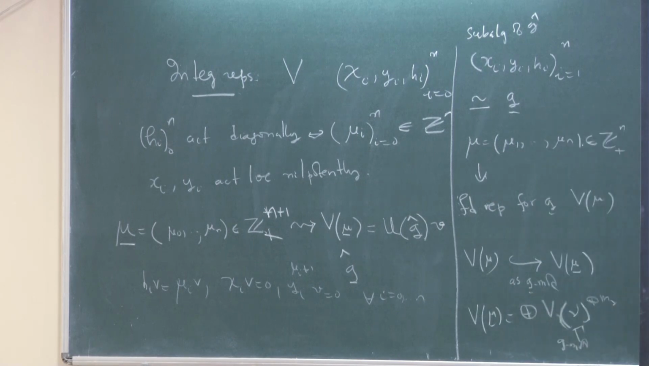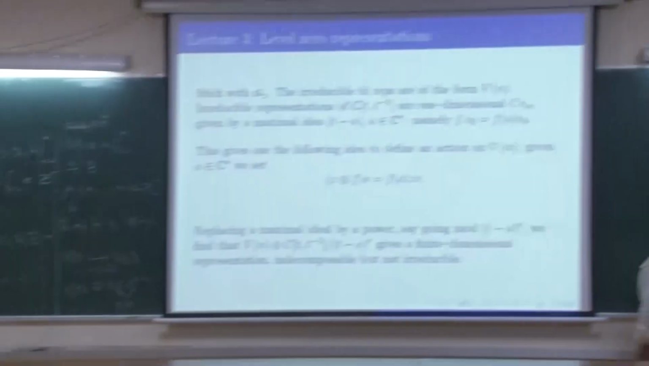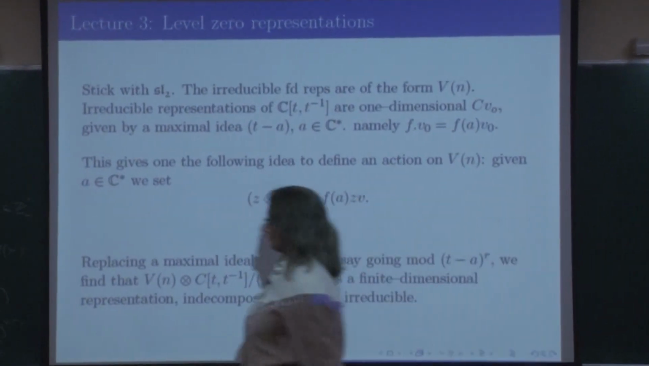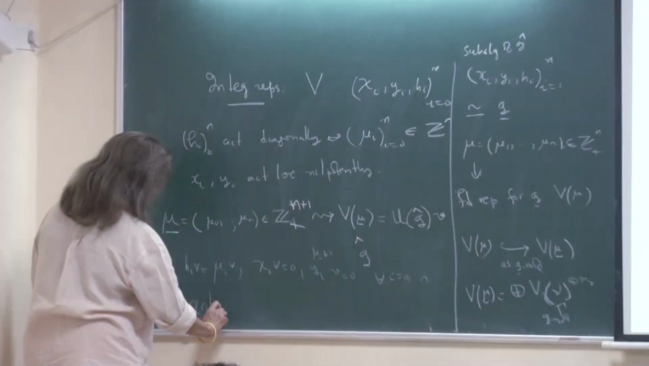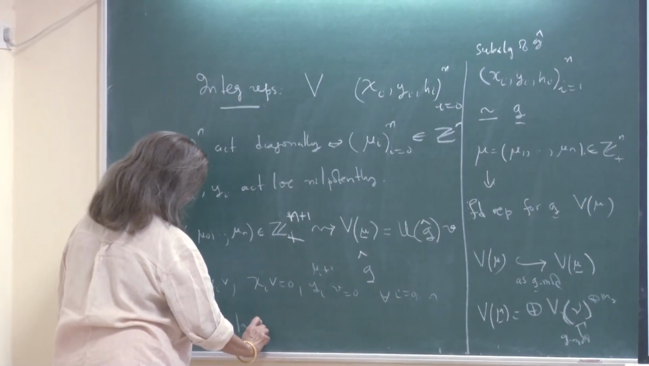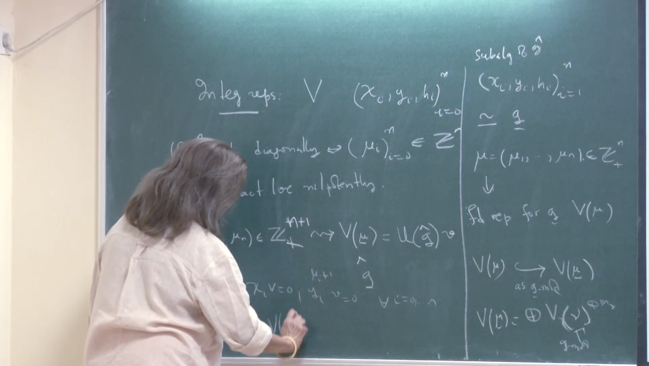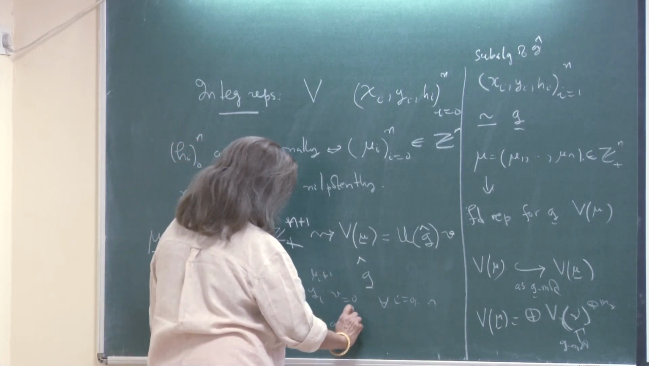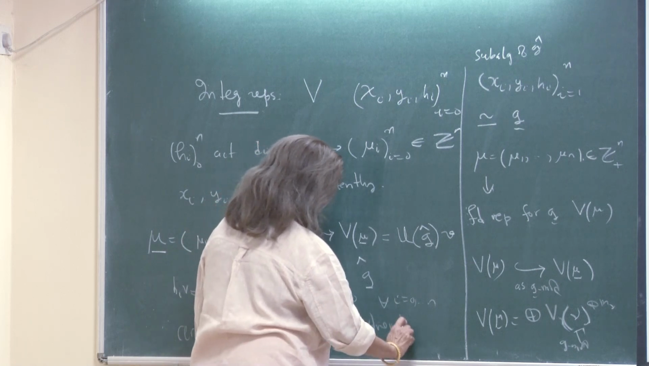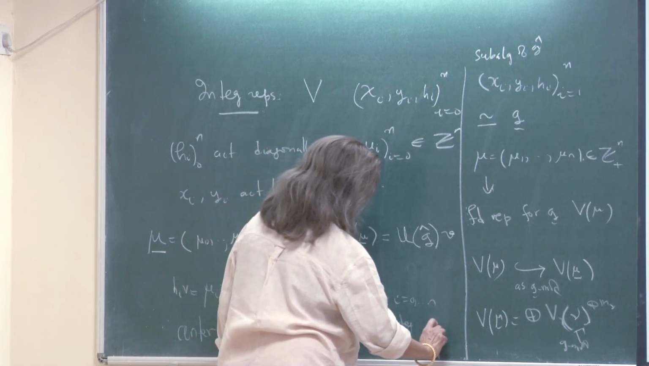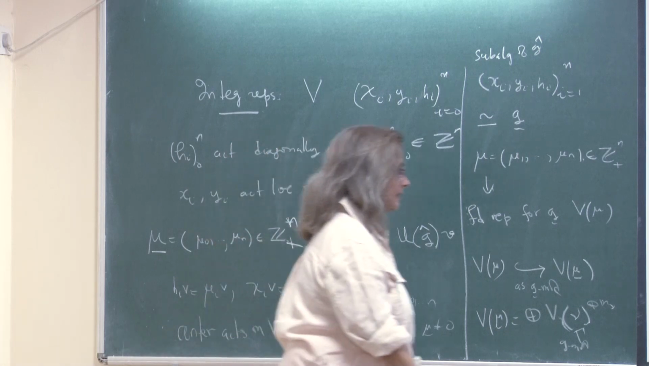Okay, having cleared that up, today I just want to talk about, and all these modules had positive level. So the center acts on V mu by a positive integer, unless it's a trivial module. If mu is equal to 0, then it's a trivial module.